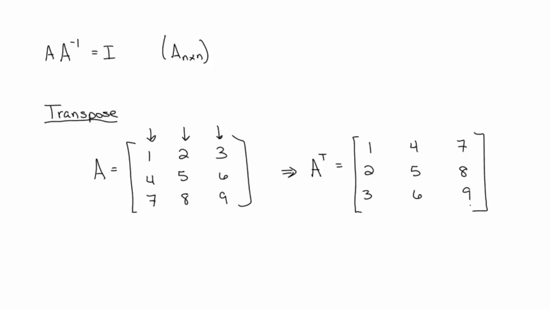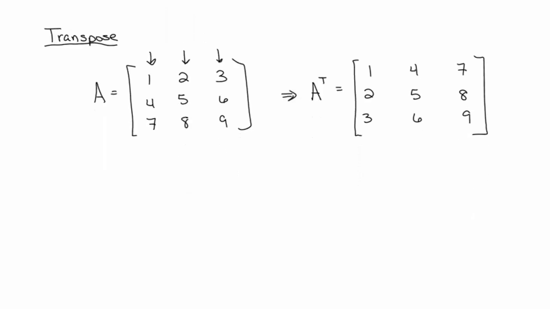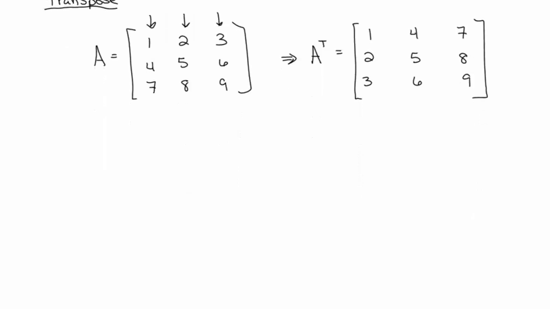The transpose is actually useful in image processing, but it's also useful in other things as well. Specifically, when you want to calculate the inverse of a matrix, it turns out that A inverse is going to be 1 over the determinant of A times a matrix transpose.